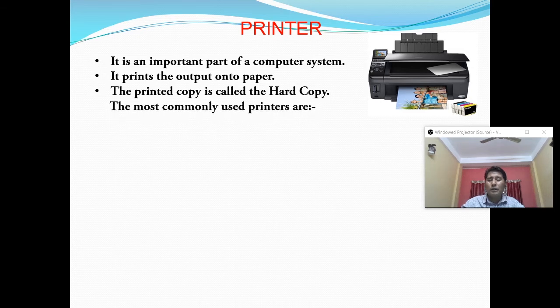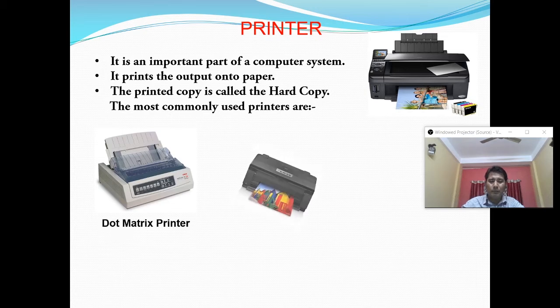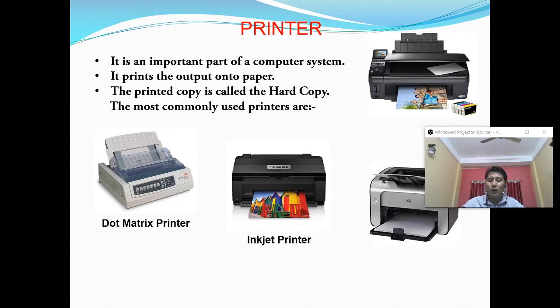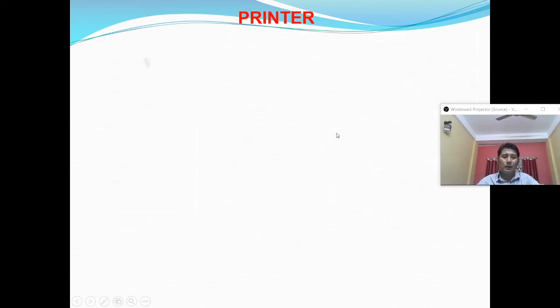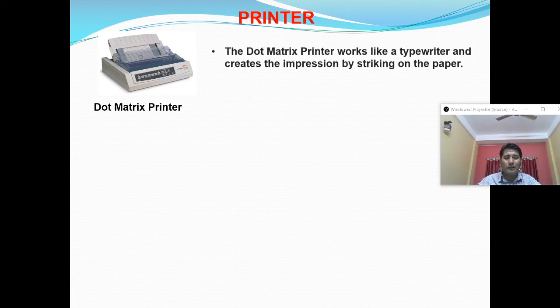The most commonly used printers are, you can see this one, the dot matrix printer, and the next is the inkjet printer, and the third one is the laser printer. Let us discuss all these three types of printer one by one. The first is the dot matrix printer, and nowadays we don't use the dot matrix printer much.